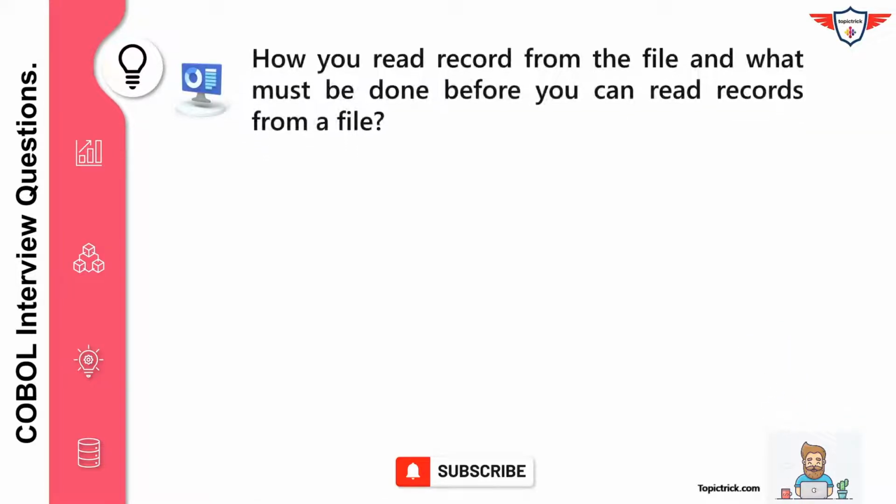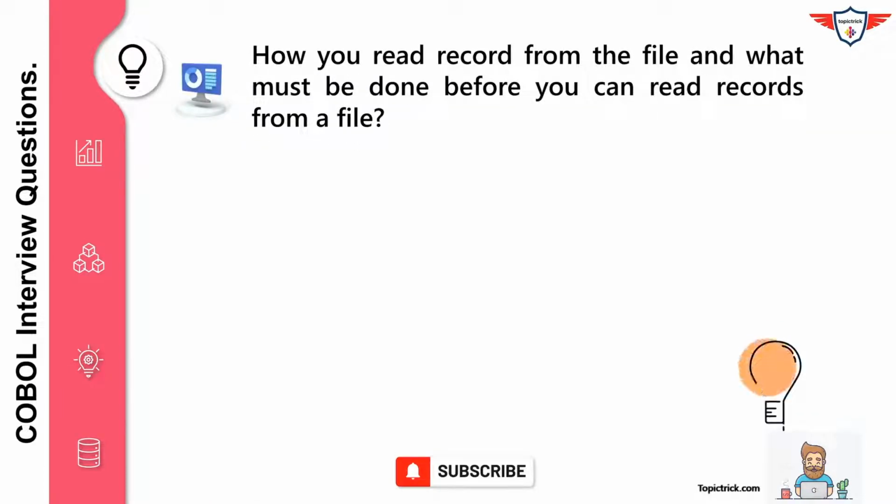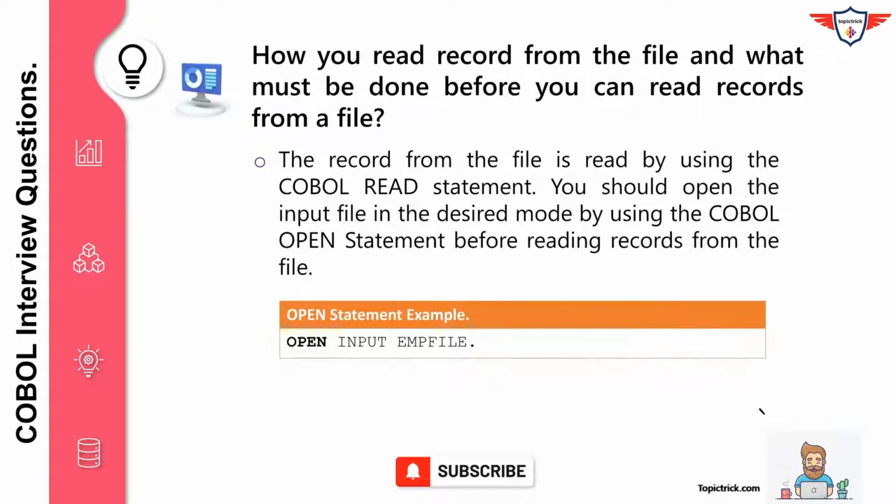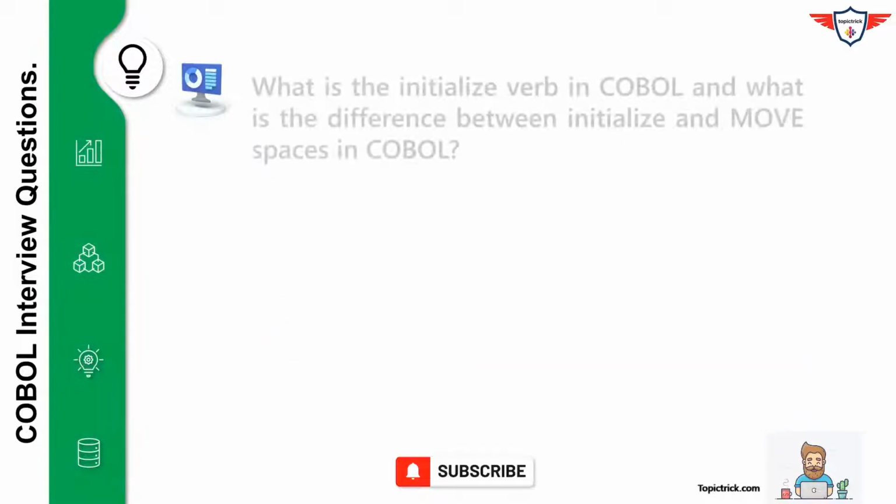How do you read the record from the file, and what must be done before you can read records from a file? The record from the file is read by using the COBOL read statement. You should open the input file in the desired mode before reading records from the file. You should use the COBOL open statement to open the file. The following example illustrates the COBOL open statement.